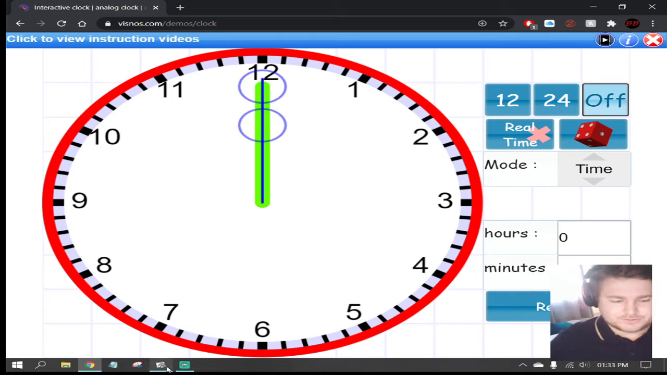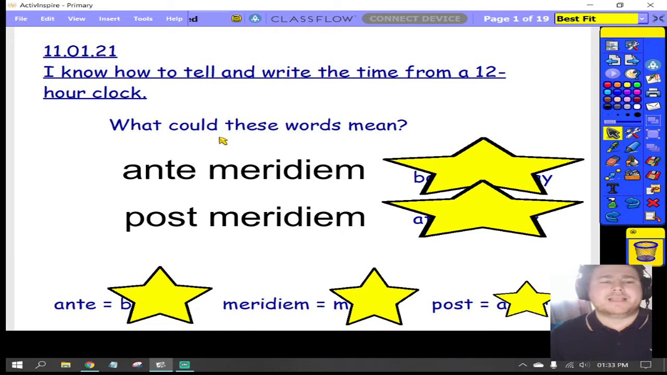Let's go to our first slide and have a look at these words. Oh dear, they don't even look English, do they? Well, if I was to read them to you, you might recognize them from something before. Ante-meridiem. Ante-meridiem. And post-meridiem. Post-meridiem. Ante-meridiem, post-meridiem. Do you know what they mean?